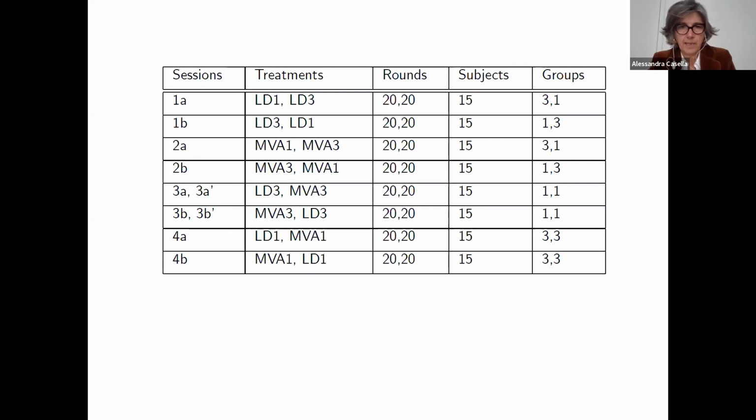And these are the sessions. So we have sessions that are only liquid democracy, where we change the size of the groups, and they play 20 rounds with a smaller group and then 20 rounds with a bigger group. Then we invert the order. We have sessions with only abstentions, and we have sessions where we mixed abstention and delegation.